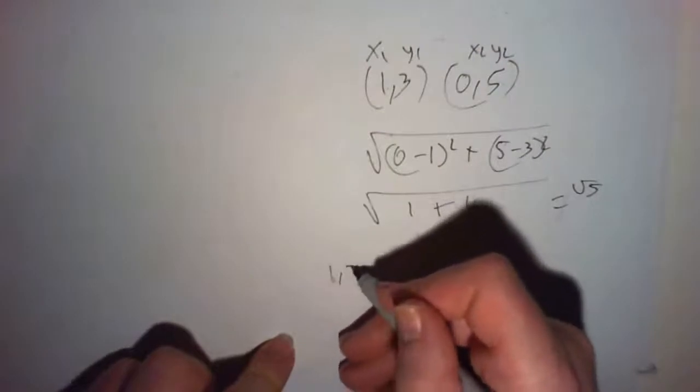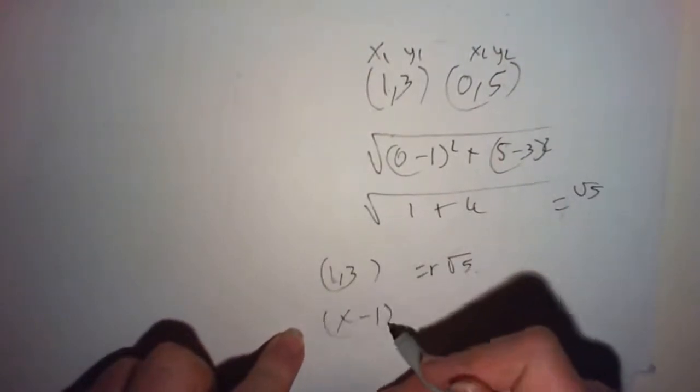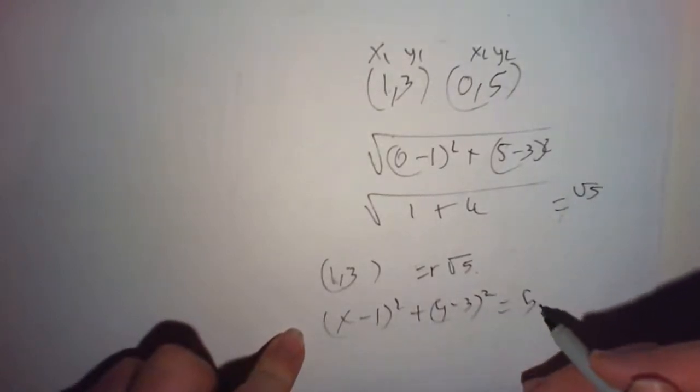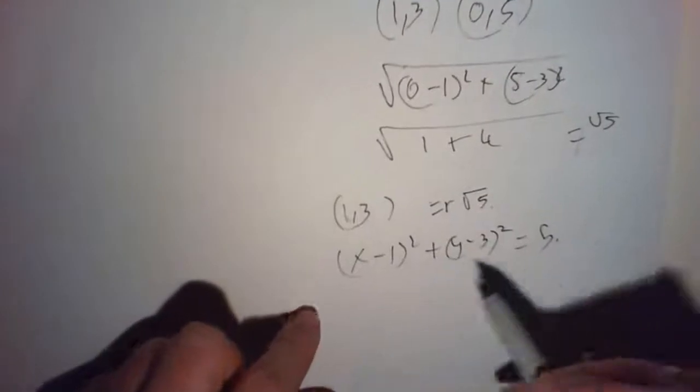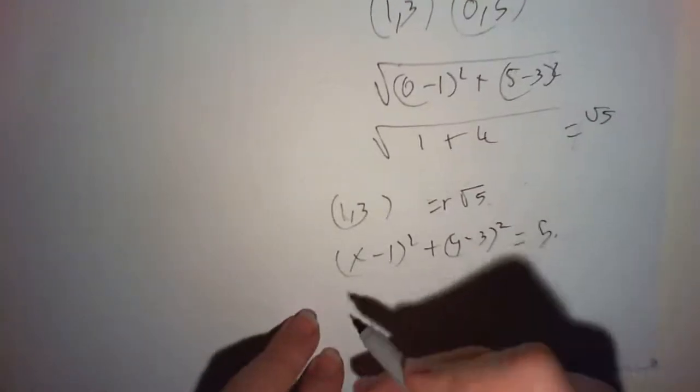So if that's the case, with center 1, 3 and radius root 5, our equation is x minus 1 squared plus y minus 3 squared is equal to 5. That's your standard formula, your shortened formula. You can multiply it out if you want, if that's the required one. Okay, if you want the longer one.